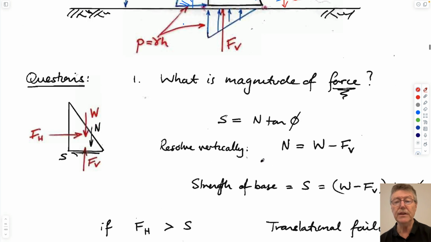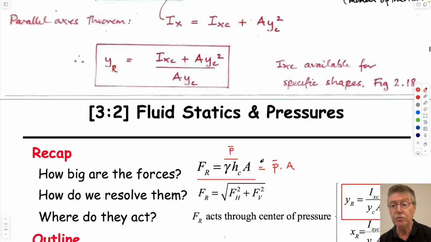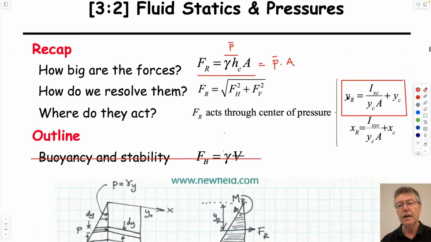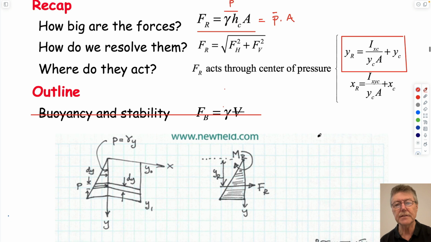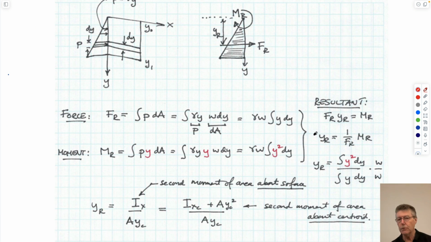And so we have a standard result which we can look at, which you can use, of course, which is the one here. And it's equal to the second moment of area about the centroid, over the slope depth of the centroid times the area of the plate, plus the slope depth of the centroid. So we'll explain exactly where that comes from. Ever the egghead professor, I want to explain why that happens.